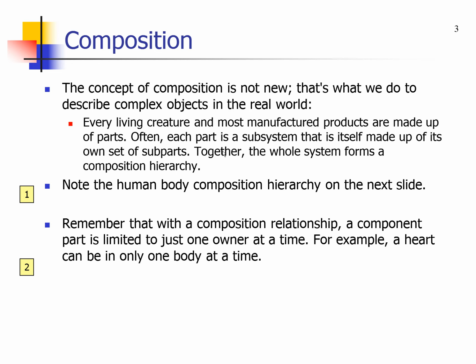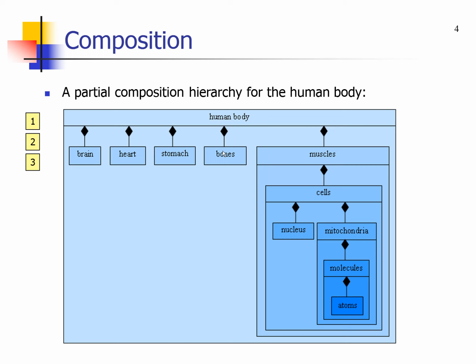But let's look at the next part here. Let's go to the next slide. Here we have the human body. It's a partial composition of the human body. You'll see the body has a brain, a heart, a stomach, bones, muscles, cells, and it goes on from there. So the muscles have cells, cells have a nucleus, and they have the mitochondria, and you know what? I am not a scientist. That's why I'm in computers. We have molecules in them, so it can be broken down much farther.